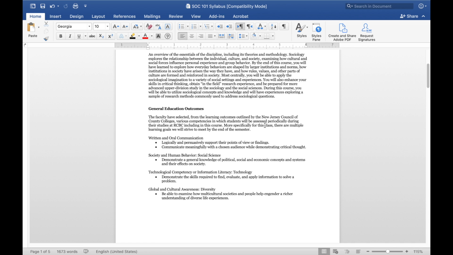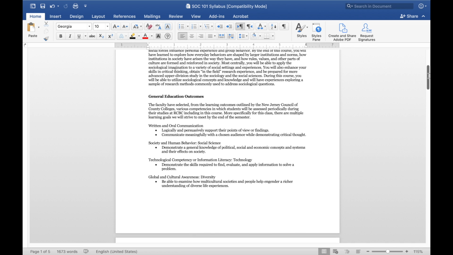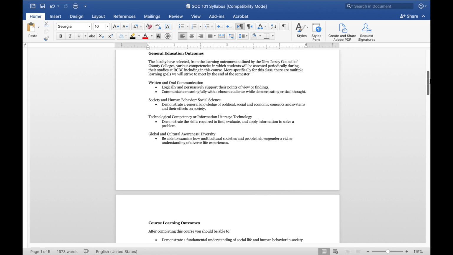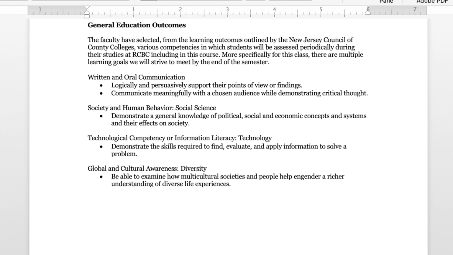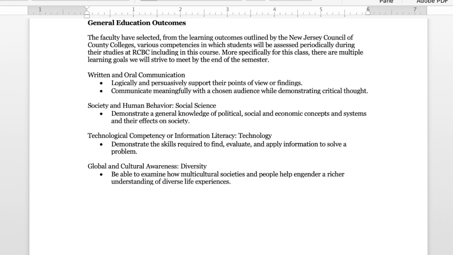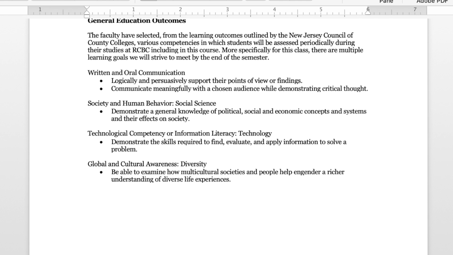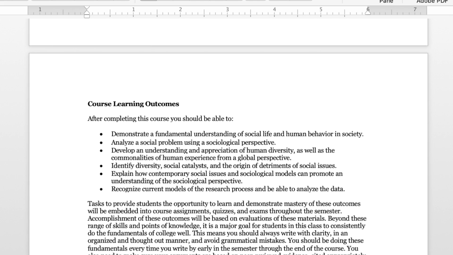All right. So anywho, this is the general education outcomes for the school. This is what they expect, but each school is going to have a different mission statement or outline, so just be prepared for that as well. This is kind of what it looks like for that particular class or certain classes. But that's just general education stuff.